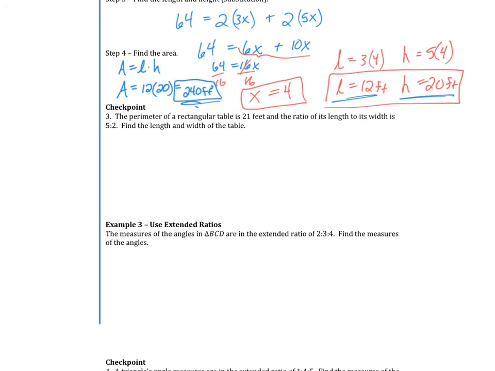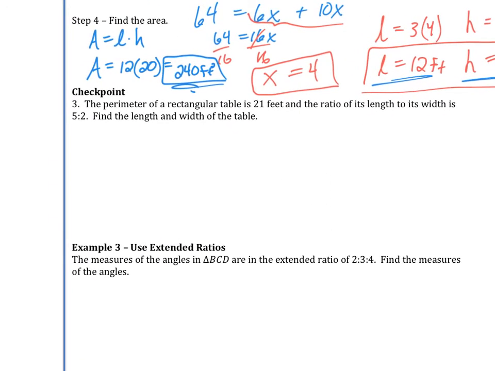Okay, I'm going to run through the checkpoint. So the perimeter of a rectangle is 21 feet. So P equals 21. And the ratio of the length to width is 5 to 2. So length to width is 5 to 2, which is 5x to 2x. And that means the length is 5x. And the width is 2x. And we want to find the length and the width.